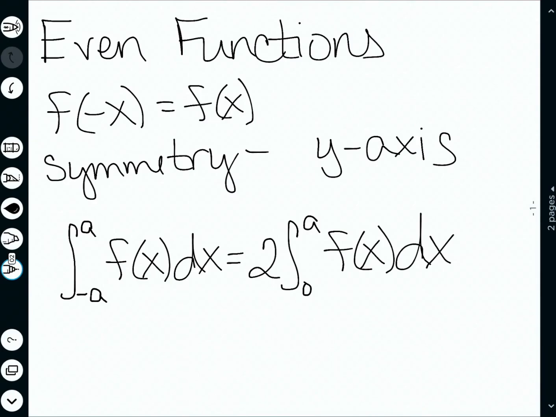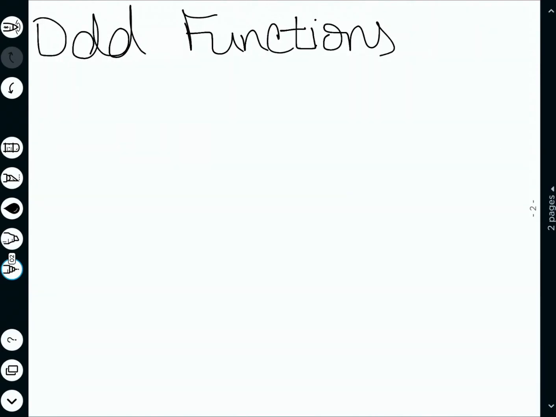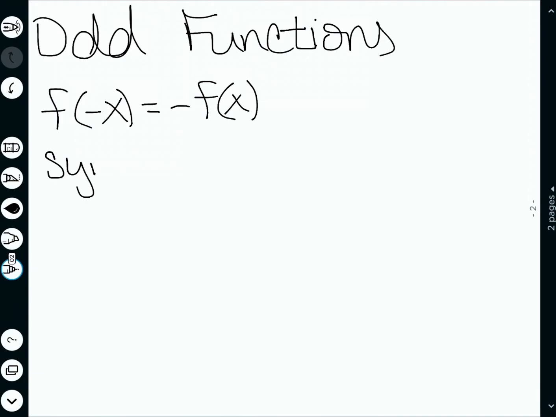Now let's look at odd functions. Just like with even functions, there are two ways to define odd functions. Algebraically, f of negative x is equal to negative f of x. And the symmetry here is with respect to the origin. Essentially what this means is if I have a graph and I pick up my piece of paper and rotate it 180 degrees so it's upside down, I still have the same graph.